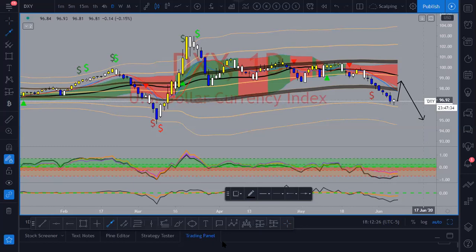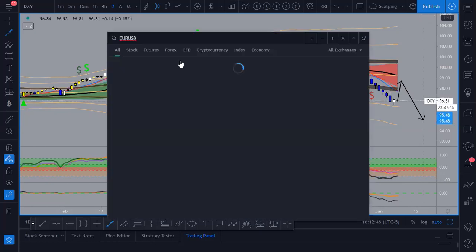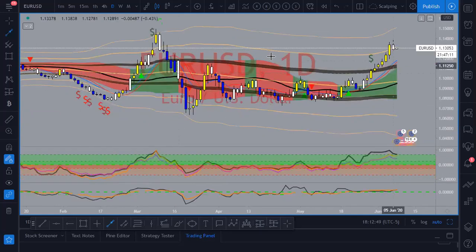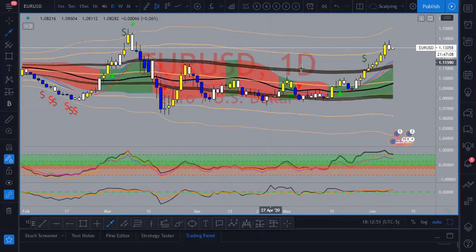Any questions on the DXY? Any questions? All right, all right. So let's go on to Euro USD. All right, so Euro USD, it's basically the same thing.